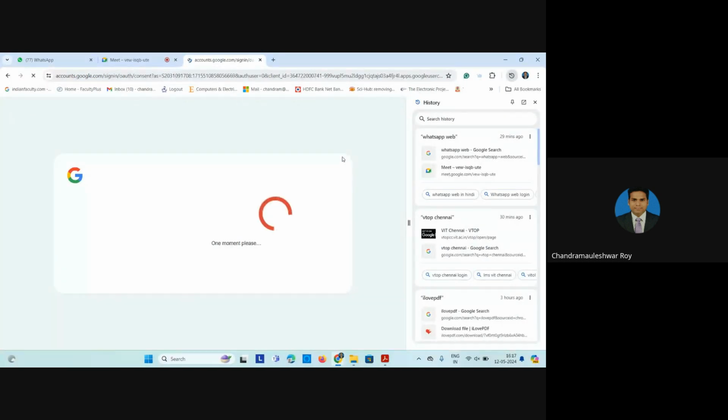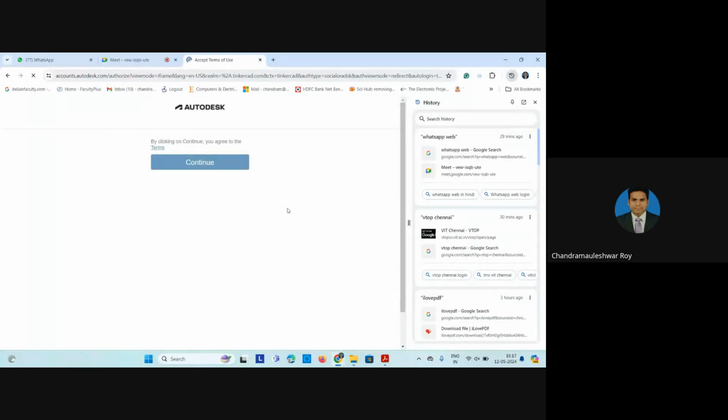Just how you can design an IoT based project using Tinkercad. You can see here, but time is very less.